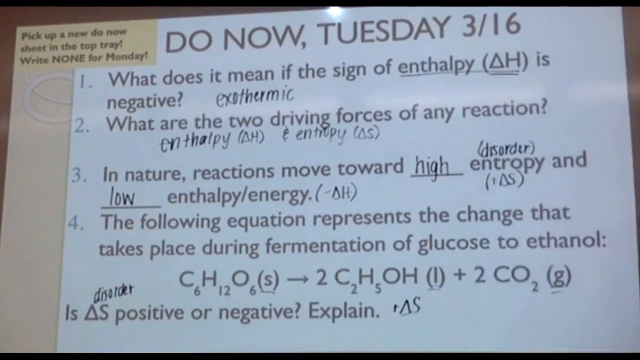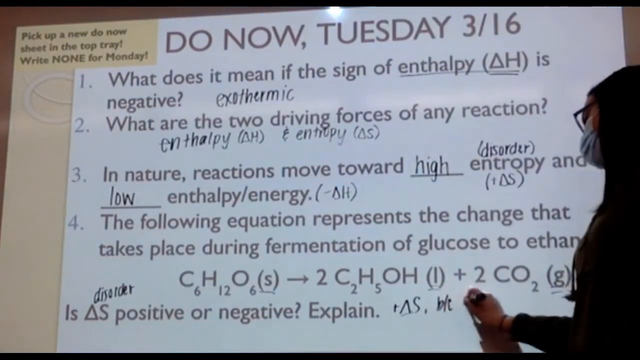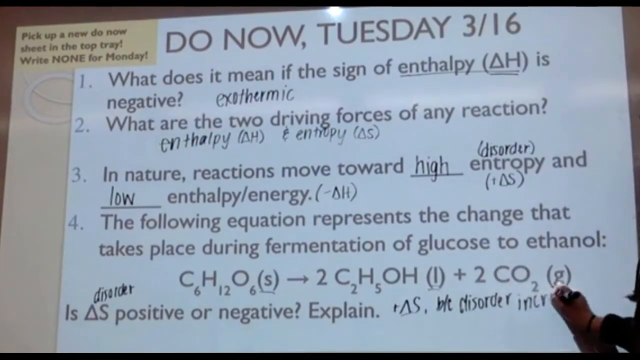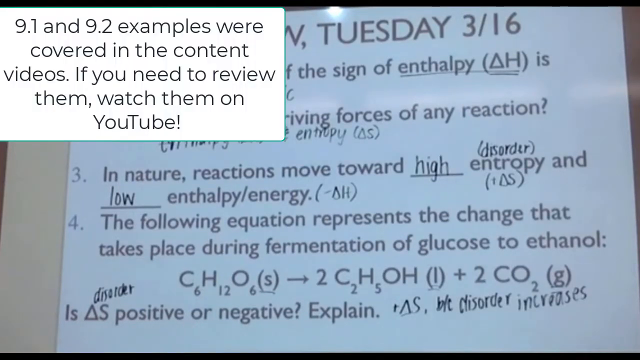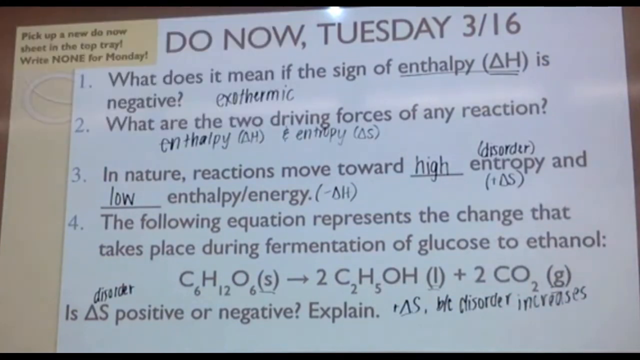So the more disorder, the higher your value of delta S. The more positive the delta S. So our reasoning, our explanation, we can say because disorder increases. So the more disorder, the higher the entropy, the more positive your value of delta S. S represents entropy, which we think about in terms of disorder. So we'll talk more about delta S and delta H in some of the practice questions today.